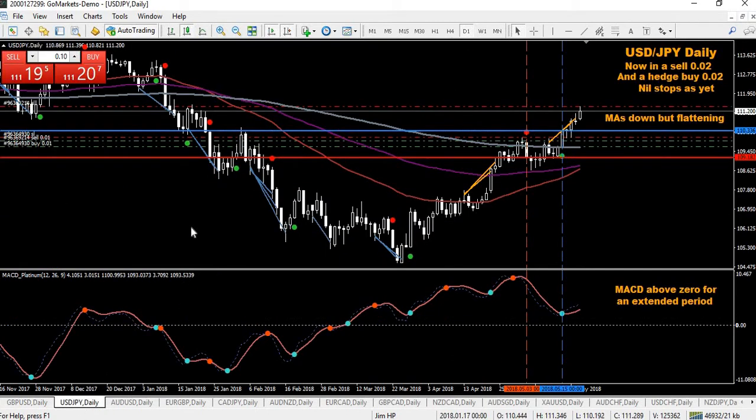Let's go to USD Japanese yen. All right, this is one of my painful trades. Just ignore these other trade lines. I must have something else going on there.